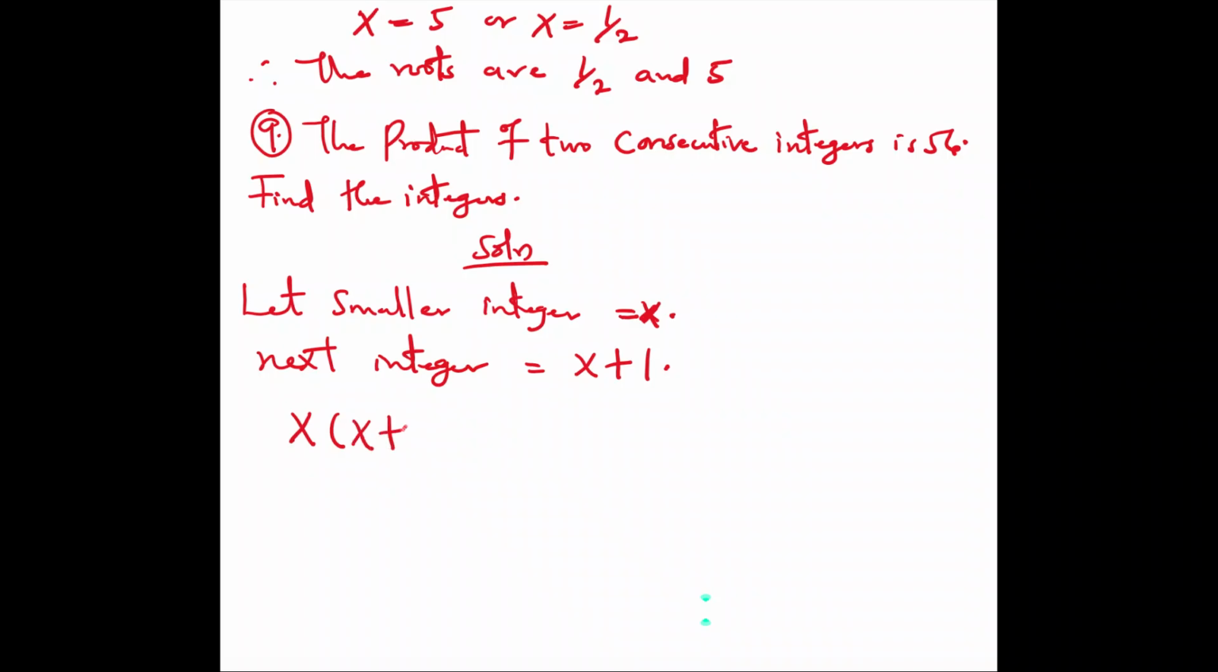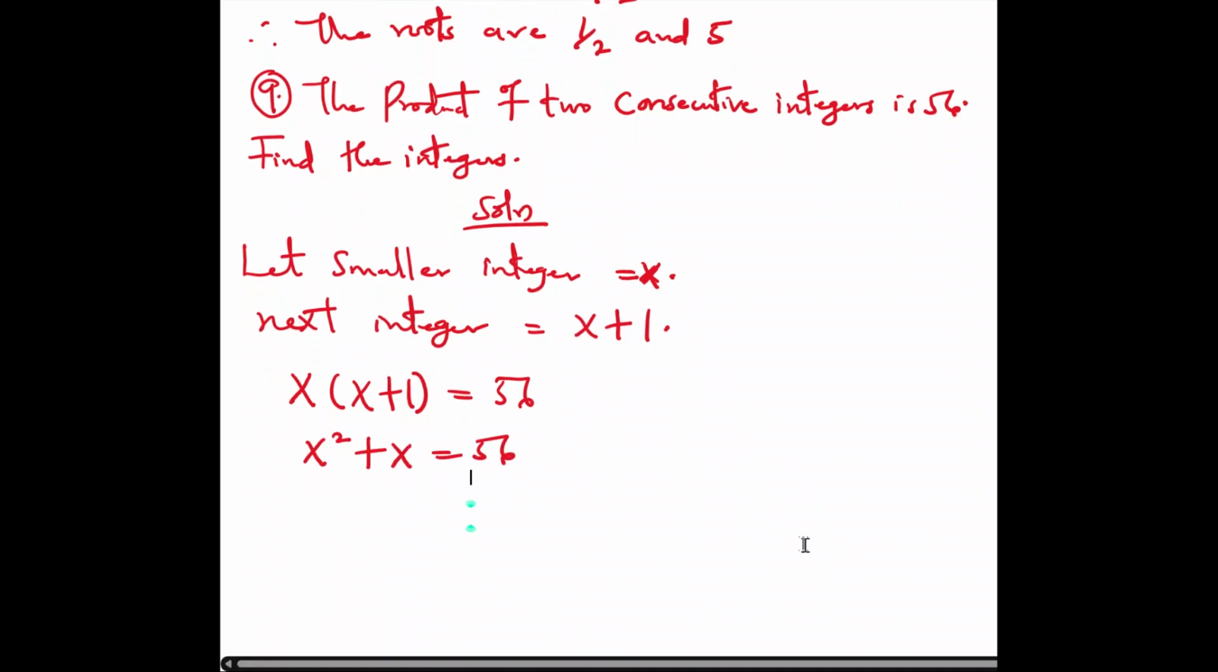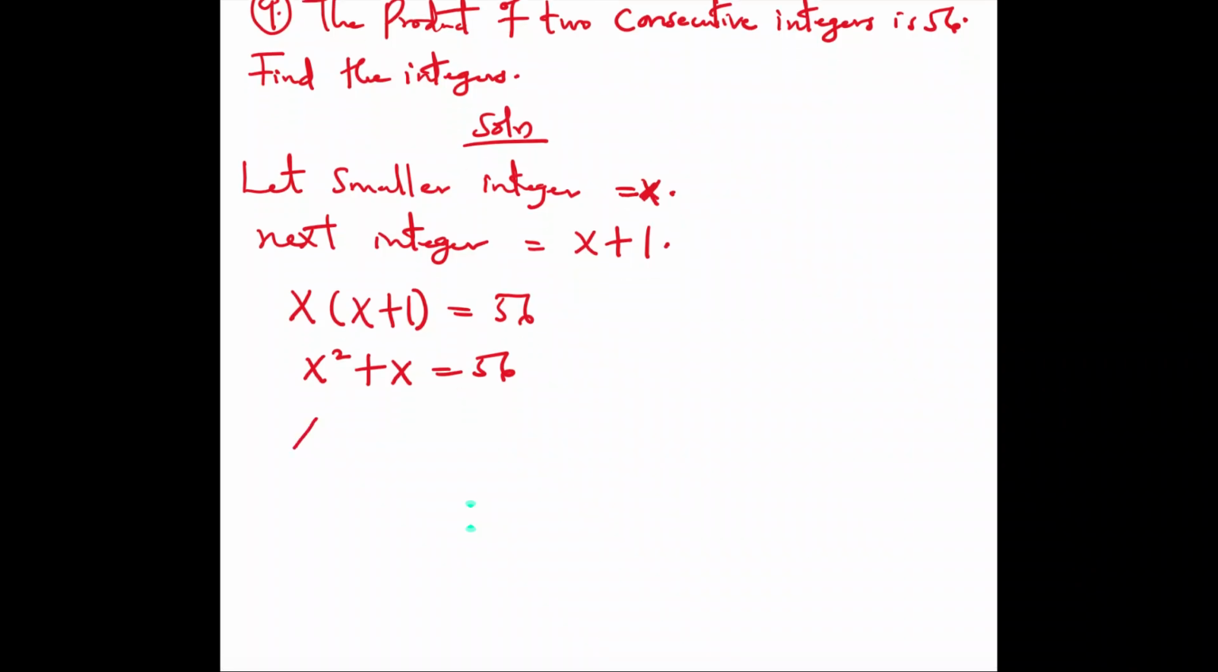So we're going to write it this way: x times x plus 1 should give us 56. Now let's expand this bracket. x times x is x squared, and x times plus 1 is plus x, equals 56. So we can bring 56 to the other side of the equal sign. That will be x squared plus x minus 56 equals 0. So now what we have is a quadratic equation.